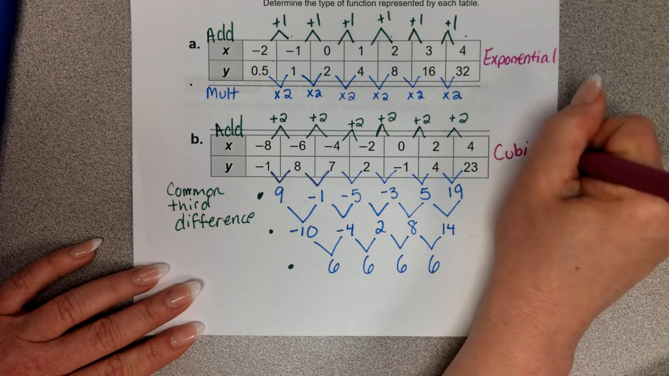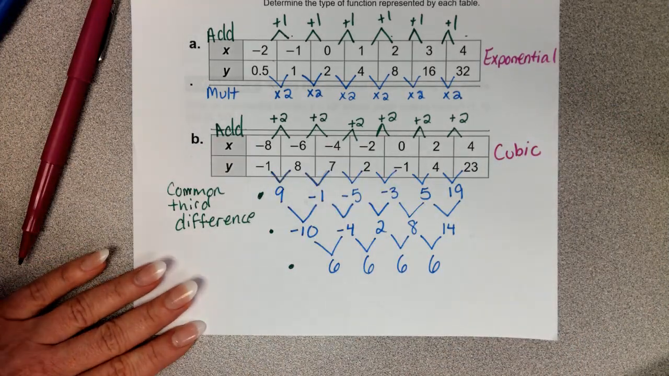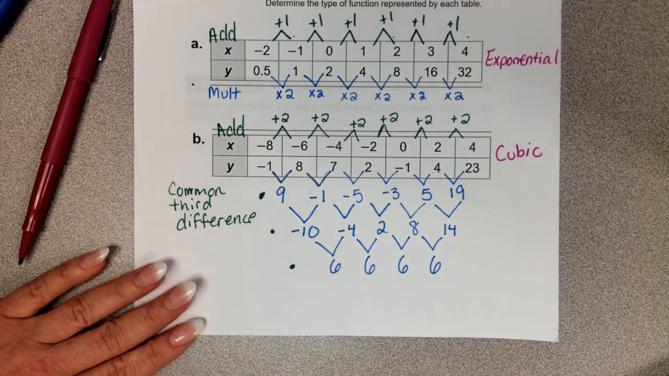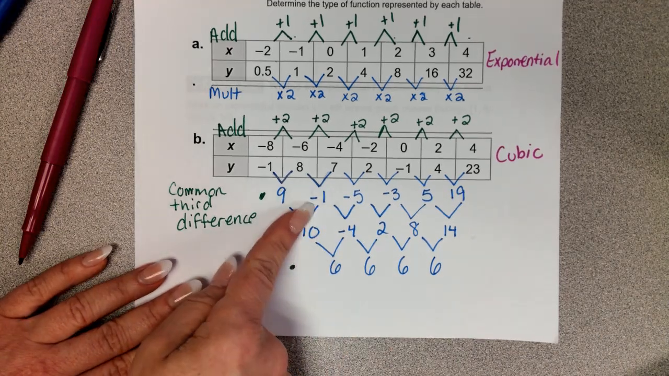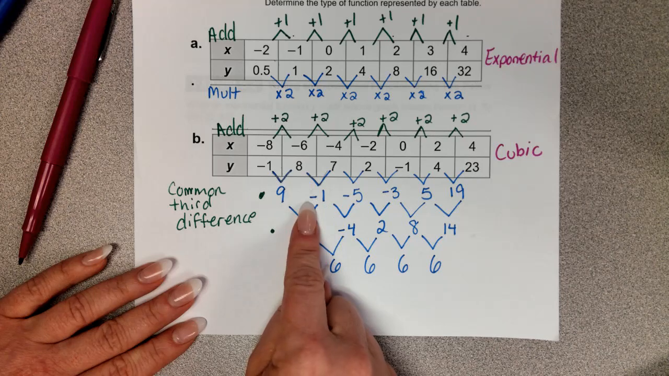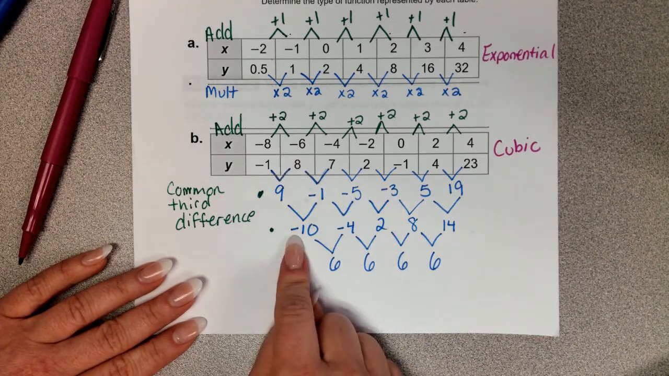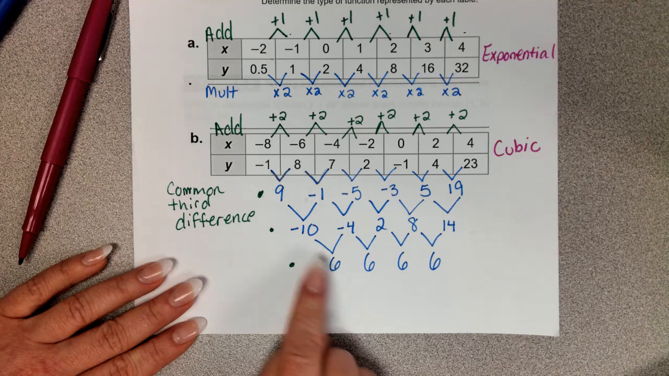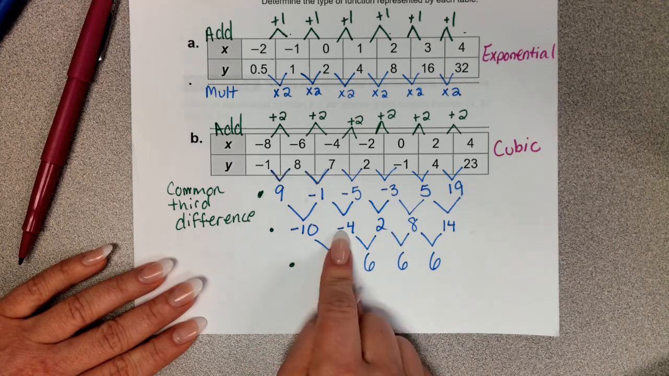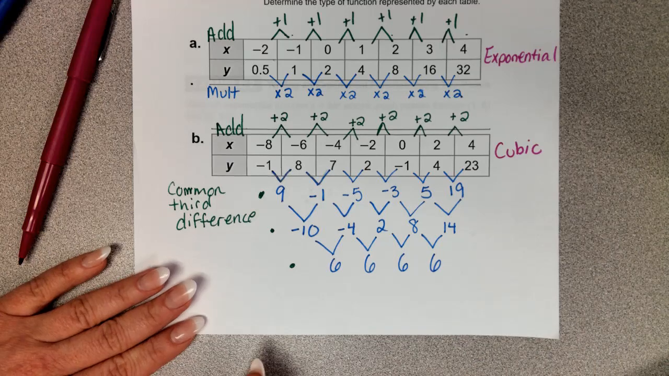The reason it's called the common difference is because you can subtract to get it. I like to think of it as addition, but you can think of it this way. Negative 1 minus 9 is negative 10. Negative 5 minus negative 1 is negative 4, and then you would subtract. So then negative 4 minus negative 10 is 6. 2 minus negative 4 is 6. 8 minus 2 is 6. So you can think of it as a difference.